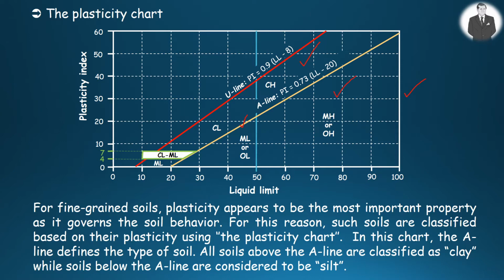The U line, the red line in the figure, is not used in soil classification, but it is the upper boundary of your test results for natural soils. If your test results are above the U line, it means that they are mistaken, so you need to repeat them. Your test results should be in between the U line and the A line.